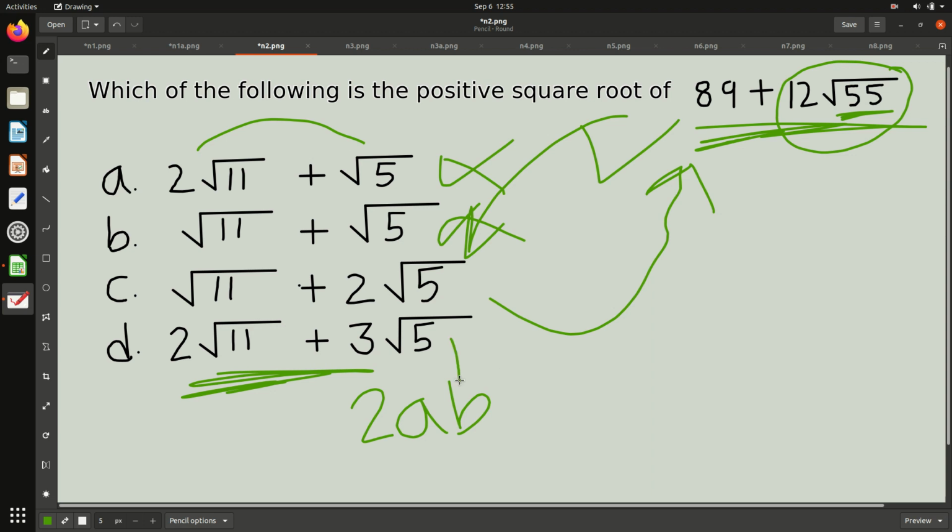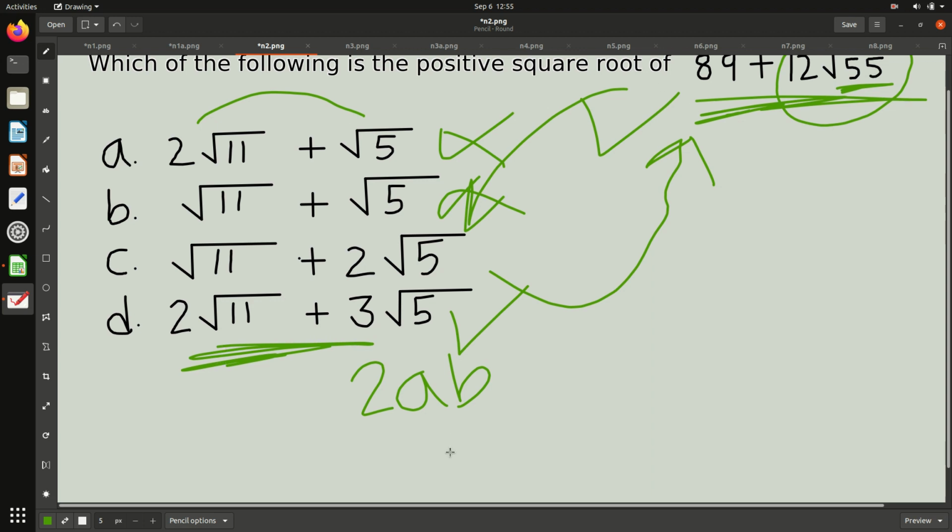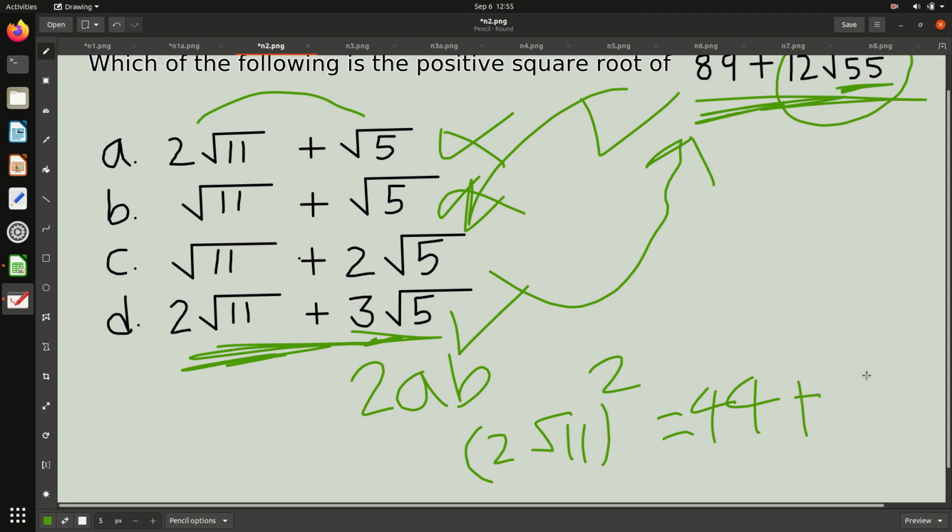The moment you find that this is matching, now we will check, okay, let us see whether 89 is also matching or not. So if you take the square, 2 root 11. If you take the square of this also, then it will be 45, and if you take the square of this also, then it will be 45. It is 44, and this will be 45.